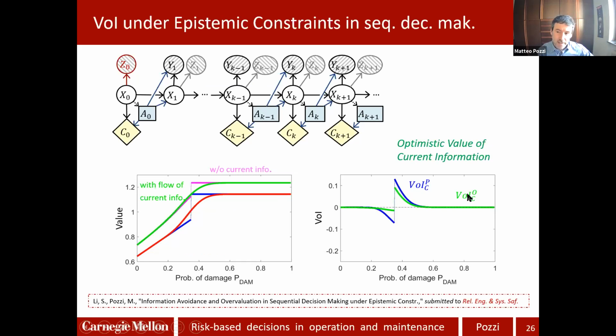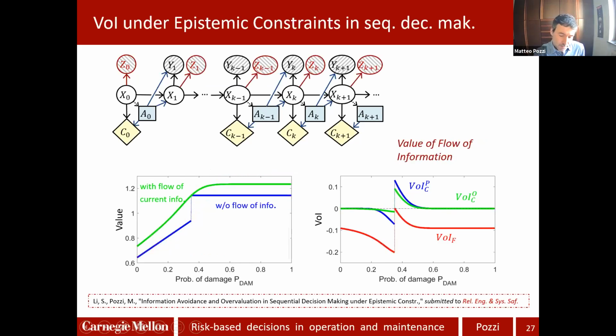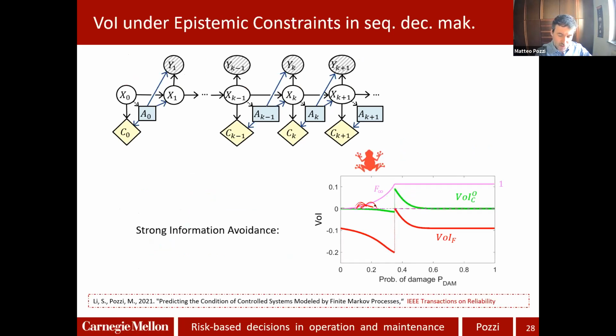And because of what I told you before, even the overall value of a long monitoring system can be negative. Because, in some sense, what happened is that this frog is jumping around, accumulating negative value of current information, and because of this, you have a negative value of the flow of information. So again, in a nutshell, with external constraint, you can get a negative effect of information.